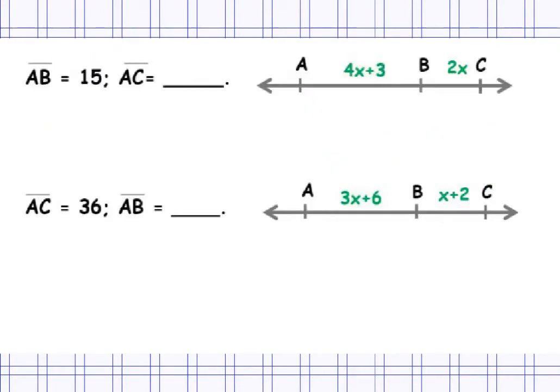Try these two on your own, and then hit play and see if your answer corresponds with mine.